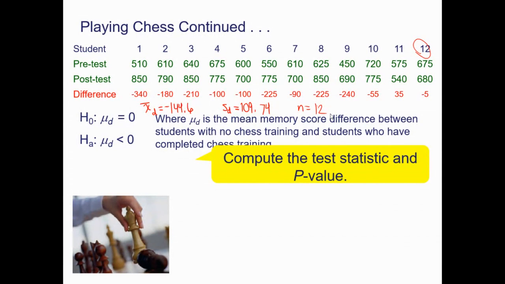Why is it D? Well, that's what D. Why is it like X bar D, S D? Because this is the mean of the differences. That's why y'all use D bar, to show the mean of differences.